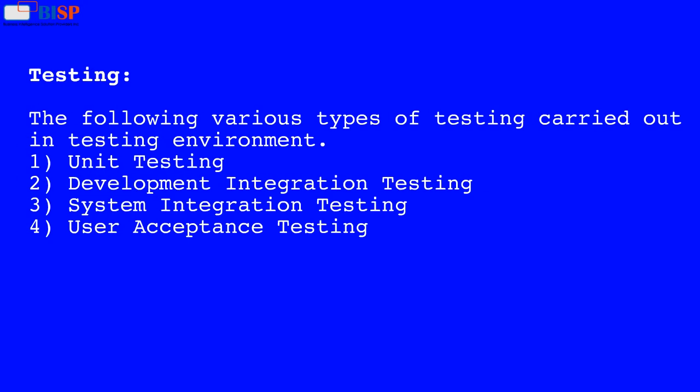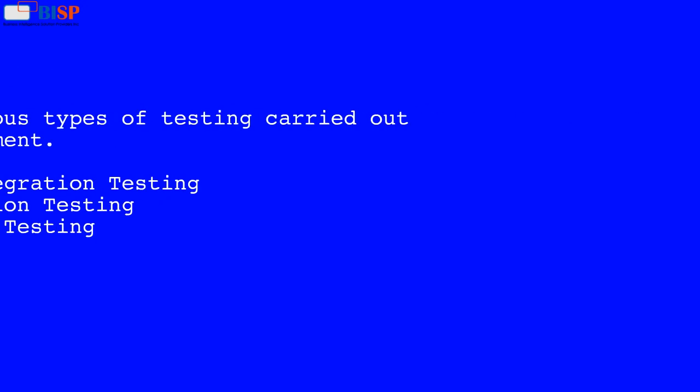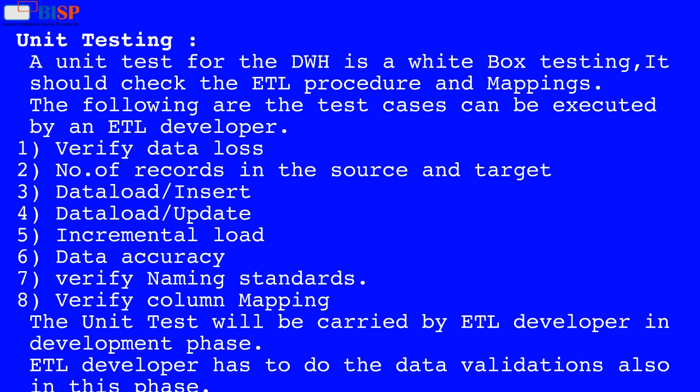Testing. The following various types of testing are carried out in the testing environment. 1. Unit testing. 2. Development integration testing. 3. System integration testing. 4. User acceptance testing. Unit testing. A unit test for the DWH is white box testing. It should check the ETL procedure and mappings. The following test cases can be executed by an ETL developer.